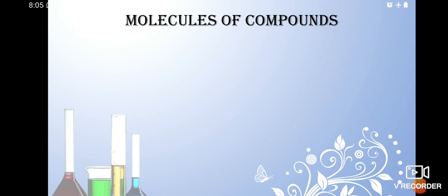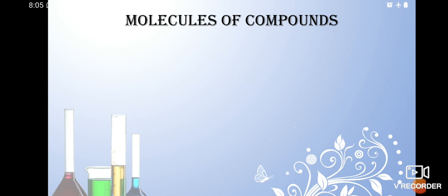So in molecules we can divide into elements and compounds, means molecules of elements and molecules of compounds. First we will take simple information about molecules of elements. What are molecules of elements? Means the same type of atoms are present in the molecules of elements. For example, O2, H2, N2, Cl2. Hydrogen, nitrogen, chlorine, oxygen. These are called molecules because they are formed with the same type of atoms.